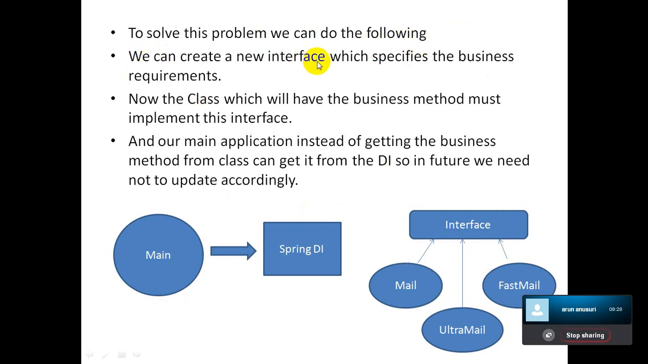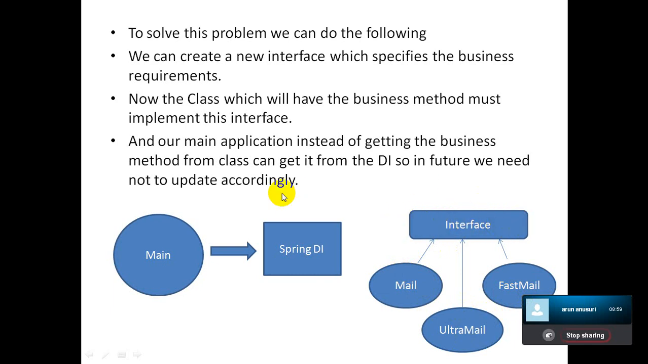We can create a new interface which specifies the business requirement. So I'll have a new interface, let us say interface BusinessRequirements. Now it will have a method sendMail. The class which has the business method must implement this interface. So this is my interface, the business interface, it has a method sendMail. Now whatever the classes are there, they should all implement this interface.